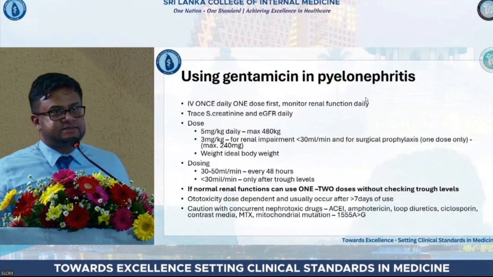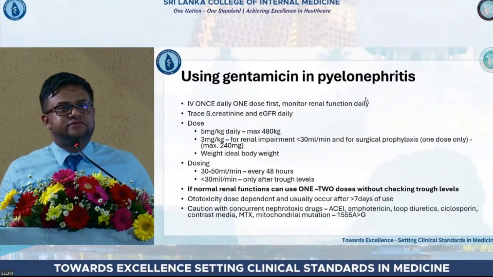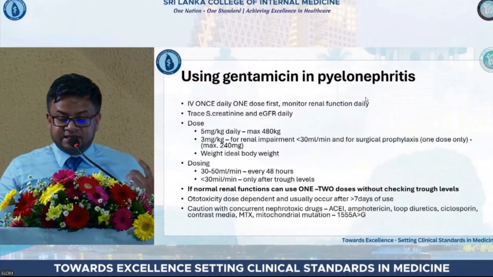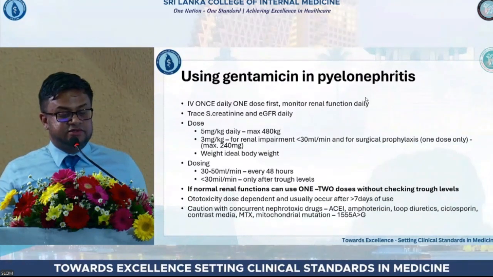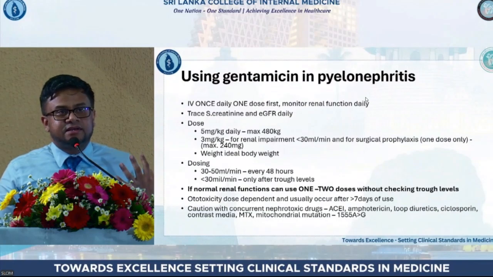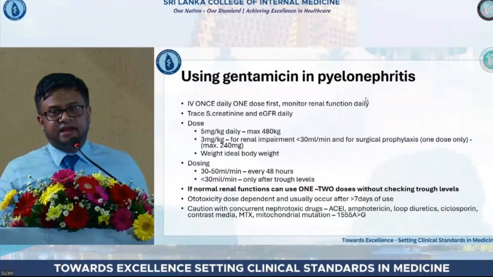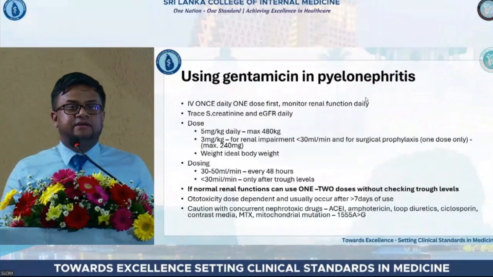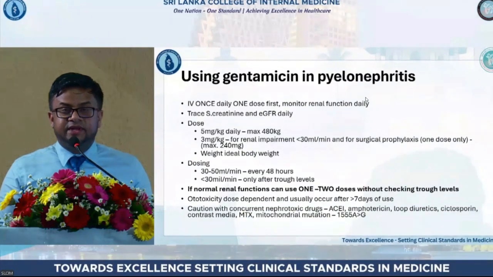Right. I would like to say a few words about gentamicin usage in pyelonephritis, because that is a drug which we don't use much, but it has very good efficacy. It has concentration-dependent killing and is known to achieve a high peak concentration to kill the bacteria. And once daily dosage is satisfactory, because even at trough levels, it kills bacteria and the antibiotic effect remains. Serum creatinine and eGFR should be checked daily, and the dose needs to be calculated according to body weight, but the maximum dose should be 480.